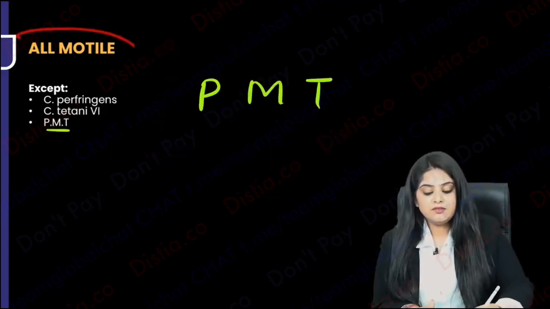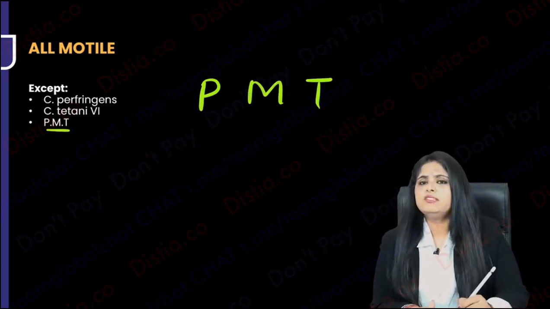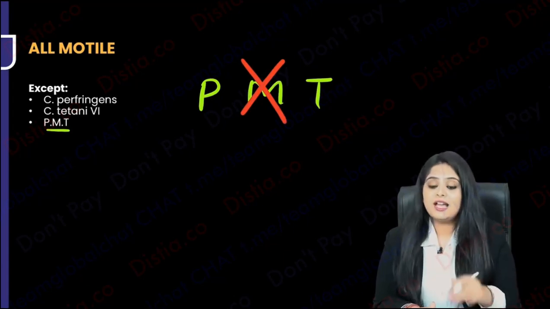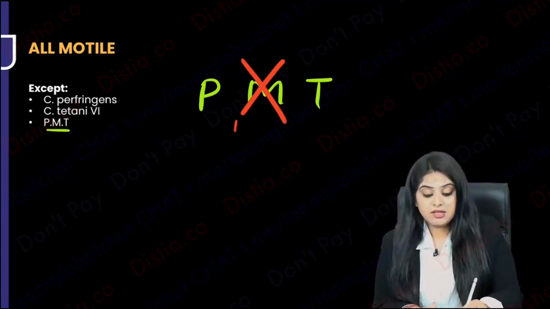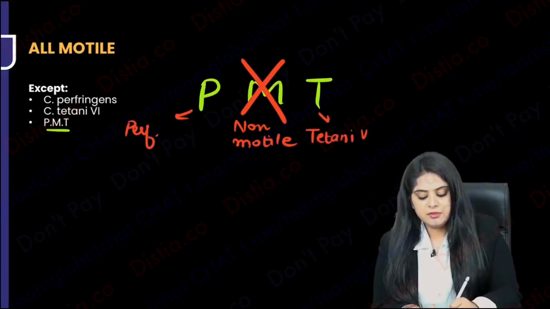Similarly, all of them are going to be motile. All the Clostridia are motile. But look, why did you take PCB? Which is the exam that you wanted to kill or crack? You wanted to kill PMT. So now I'm asking you, which of them are non-motile? Again, the P over here stands for Clostridium perfringens and T stands for Clostridium tetani type 6.